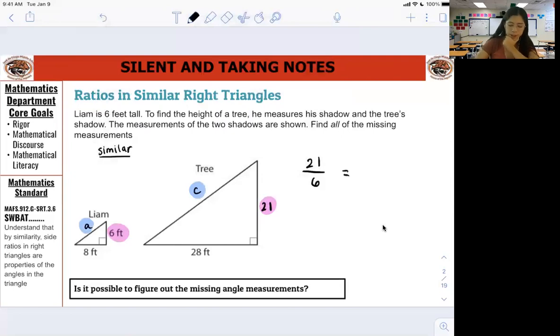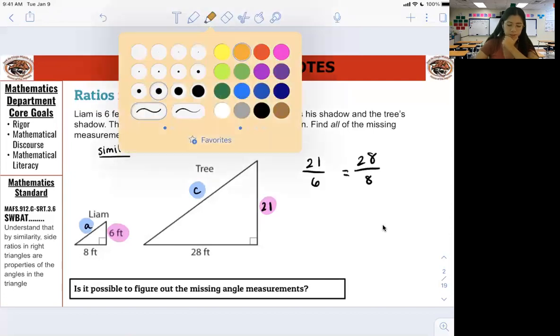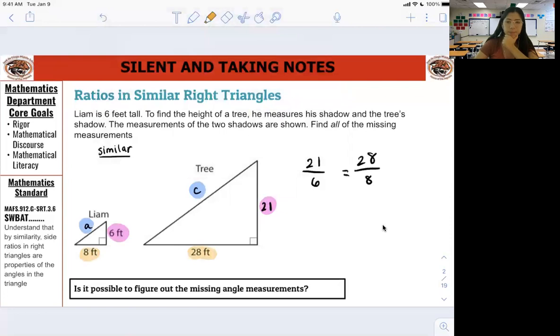Well, if I write 28 over 8, is that helping me in any way to find those missing sides? No, right? So what would I have to write on the other side? I would have to write 21 over 6 equals C over A. But can I solve that equation? There's two variables in it. Can you solve an equation that has two different variables in it? No. So proportions aren't going to help us out.